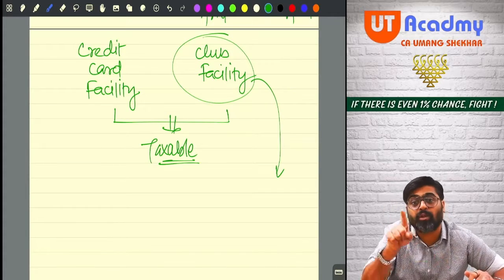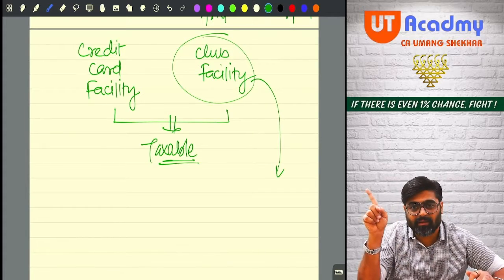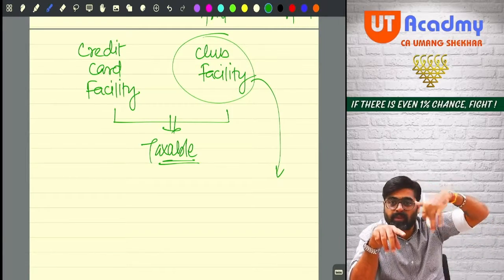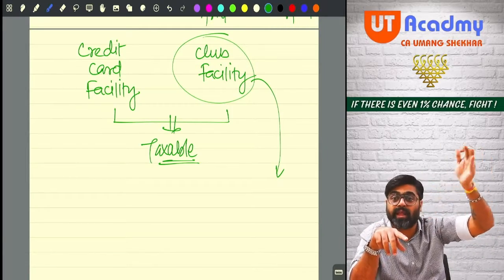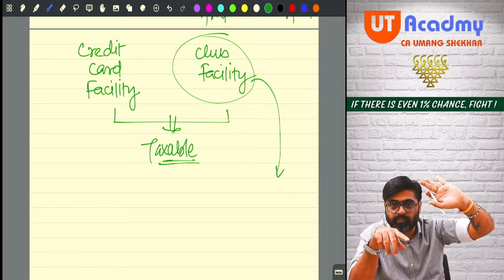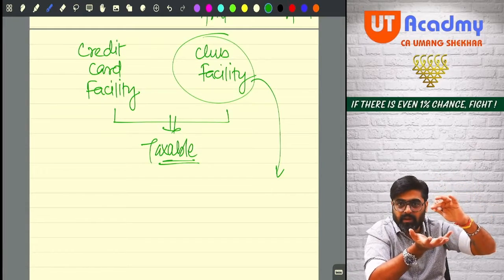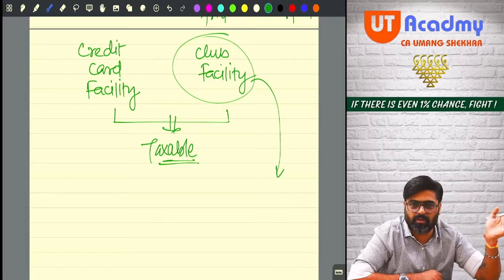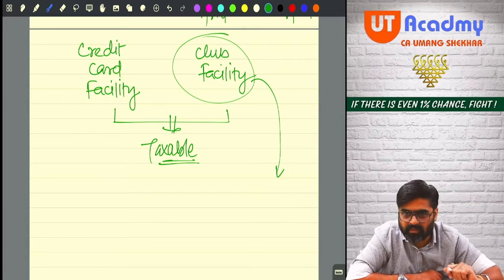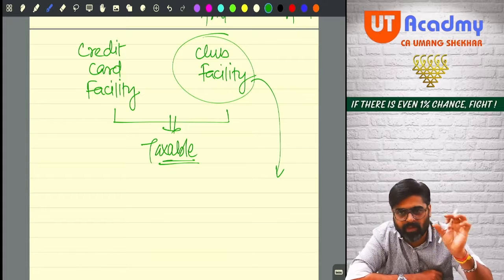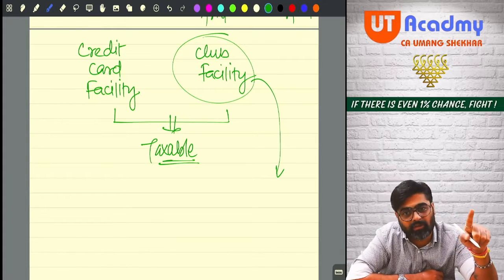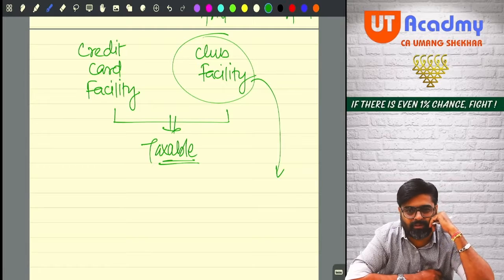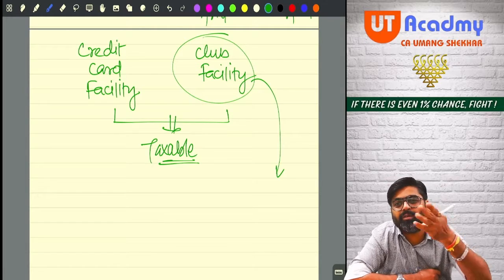But this time it is not personal in nature. This time it is official. So during the full year, whatever amount is spent by the employer on your club facility, including the annual fees of the club, will be your personal benefit. But out of that, if some amount is spent for the official purpose, reduce that amount, because that is not your personal benefit. Now the balance will be your personal benefit, but out of that also, whatever is recovered from you will be reduced. No need to do such calculation also, because it will be given in the question.